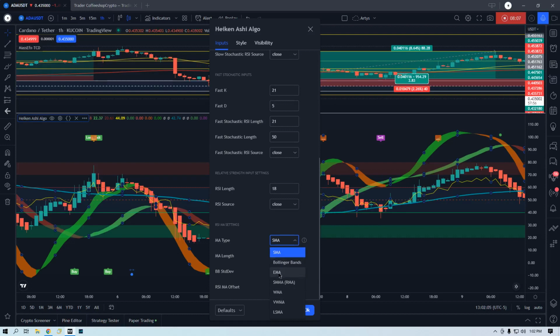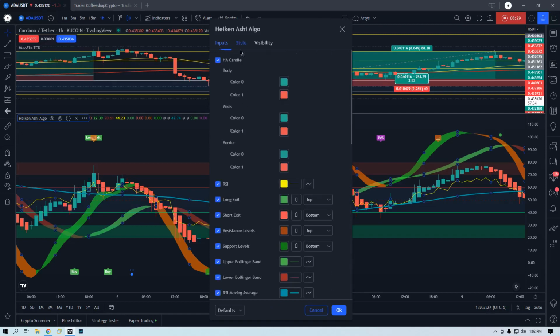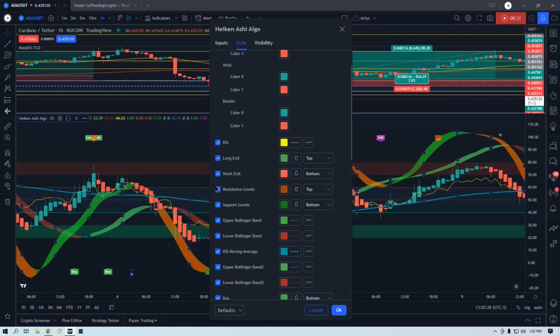But you can also set the moving average type. This is the slowest moving average. This is the fastest moving average. It is set from slow to fast down the list. You can choose a smooth, Bollinger Bands, exponential, smooth moving average, a weighted moving average, volume weighted moving average, and a least squares moving average.